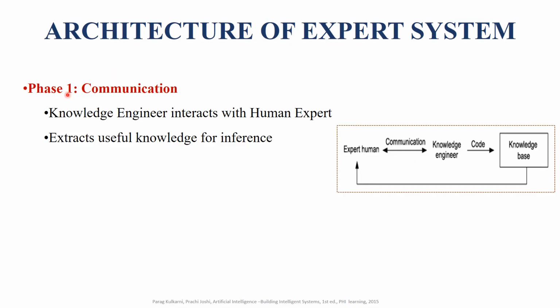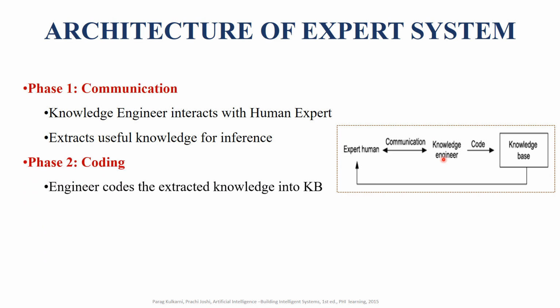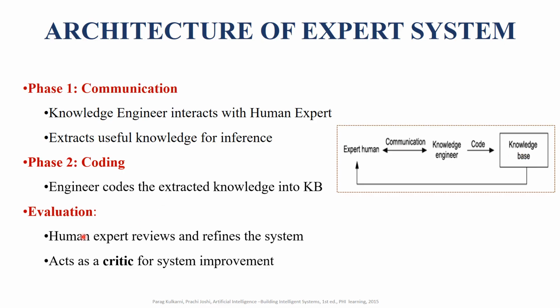Architecture of expert system, phase 1, communication. Here the knowledge engineer interacts with the human expert and extracts the useful knowledge for inference. In phase 2, coding happens, where the engineer codes the extracted knowledge into the knowledge base. How does the evaluation happen? The human expert reviews and refines the system. The human expert acts as a critic for system improvement.